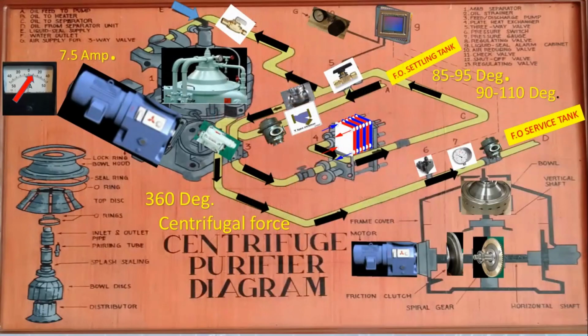Also we have to mention the different parts of the purifier: the lock ring, bowl hood, seal ring, O-ring, top disc, O-ring, inlet and outlet pipe, as well as the paring tube, plus sealing, bowl disc, and distributor.